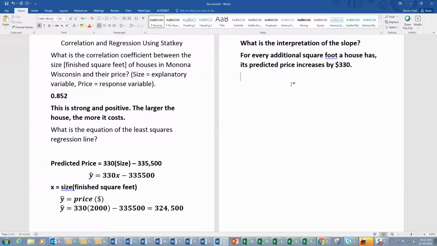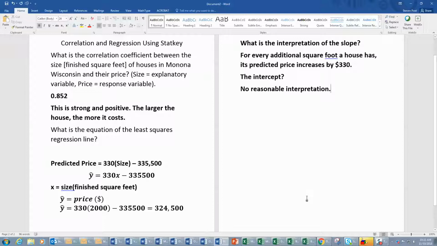How about the intercept? Well, this has no reasonable interpretation. The intercept is trying to tell us what the output is when the input is 0. So it would be trying to tell us the predicted price of a 0 square foot house. But there's no such thing as a 0 square foot house. And for sure, no one's going to give you $335,500 in return for buying a 0 square foot house. It just doesn't make sense. So this is one of those cases where the intercept doesn't have a reasonable interpretation. The slope almost always does.